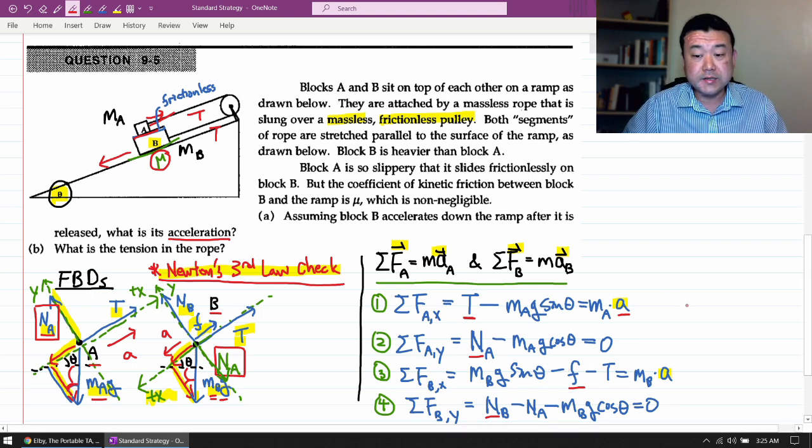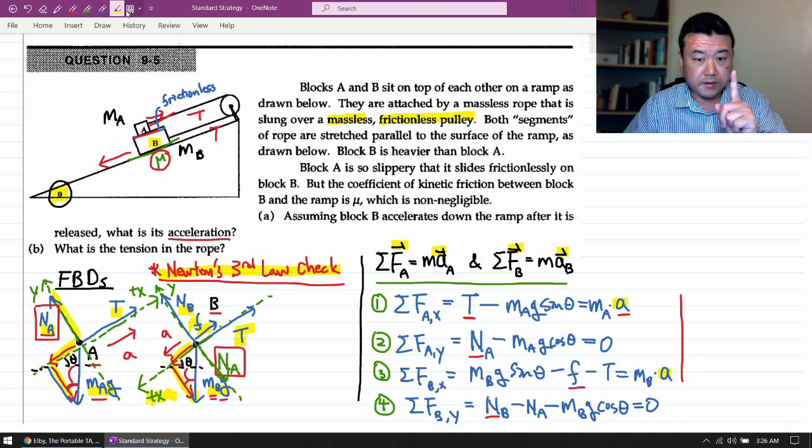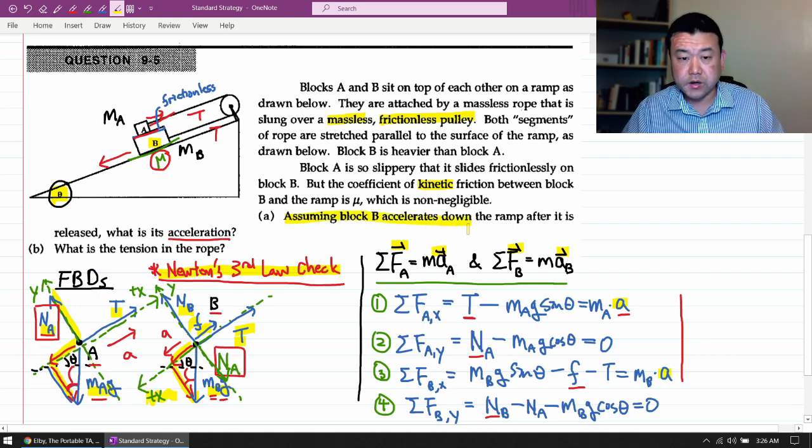That does mean we are missing something, and this is where you have to maybe reread the question and make sure that you have reflected all the given information into your mathematical expressions here. And one piece of information that we did not use is the fact that the question gave the coefficient of kinetic friction. And part A explicitly says assuming block B accelerates down. So we are in a kinetic situation that makes the formula for friction forces much simpler.